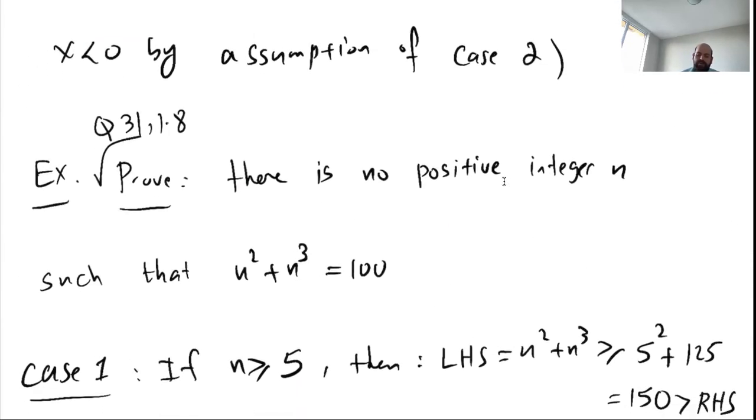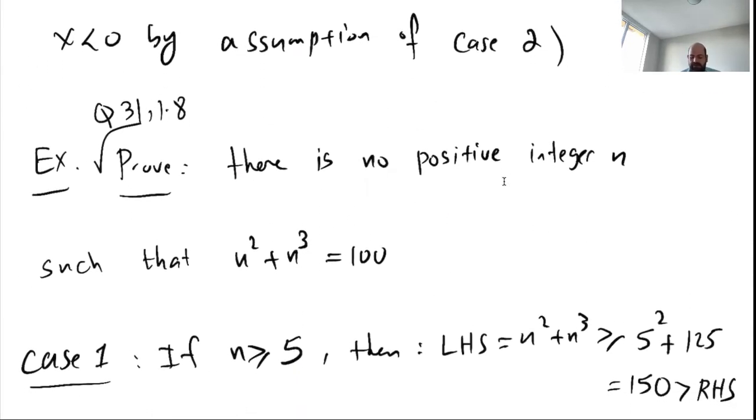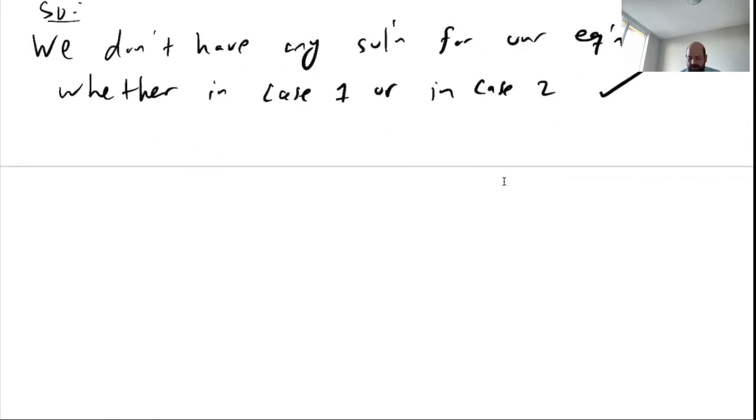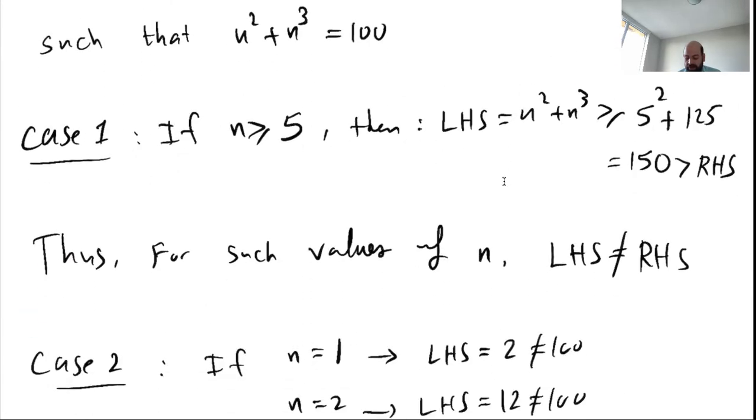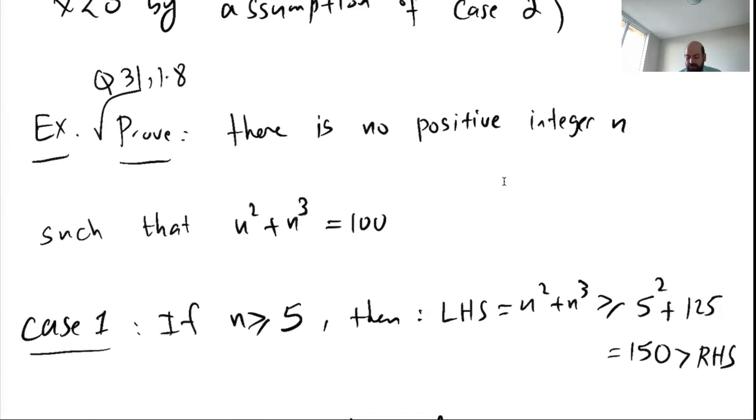We want to show there's no positive integer, meaning that this equation has no solution in the set of positive integers. Now, my question is, what about if I remove the condition that is mentioned here? This particular question was asking you to show that this equation has no solution in the set of positive integers. There's no positive integer n with this property.